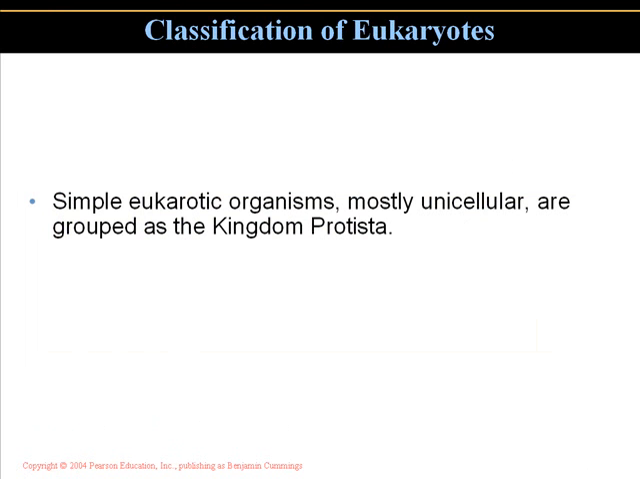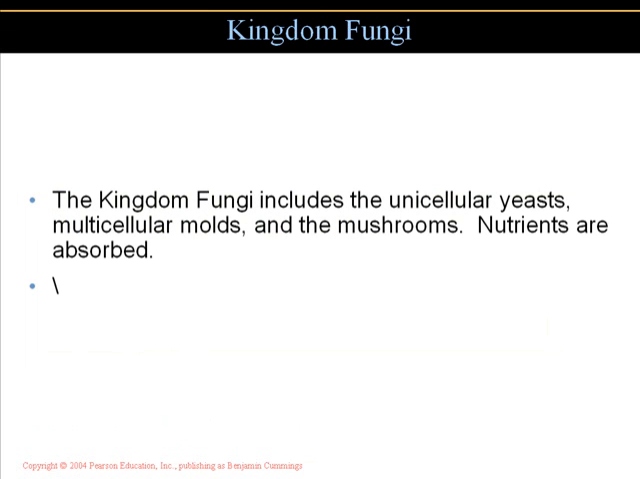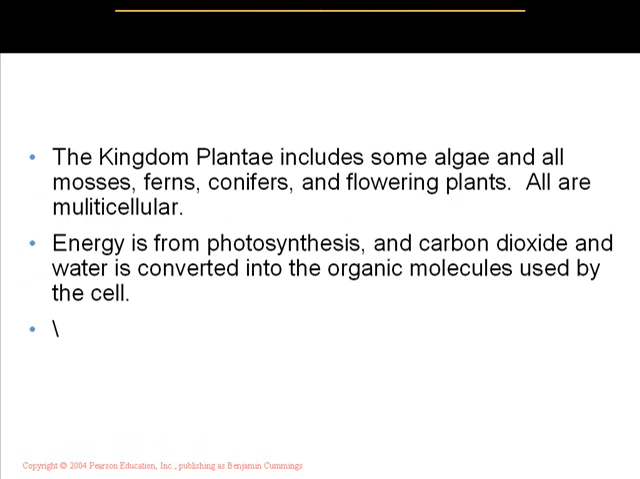Simple eukaryotic organisms mostly are unicellular, grouped in the kingdom Protista. Also, the kingdom of fungi includes unicellular yeast, multicellular mold, mushrooms, and nutrients are absorbed in those categories. The kingdom Plantae, or the plants, includes algae, all the mosses, the ferns, the conifers, and flowering plants. All of these are multicellular organisms.